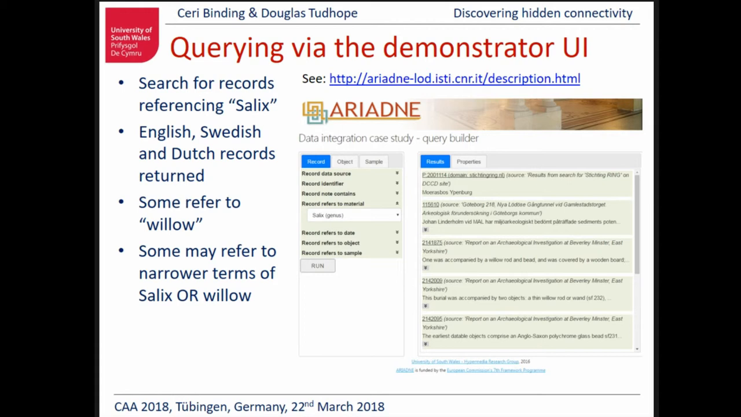Some of them are returned for Willow, some of them referring to Salix, and some of them may be referring to some of those subtypes further down. And so it hides all of the SPARQL querying that you have to do in the background. But what the query builder is doing is interactively generating a SPARQL query, and it can get quite complicated what it's actually generating in the background, but you don't really have to think about it. The query builder is doing it for you.